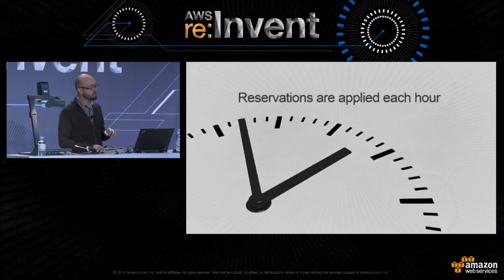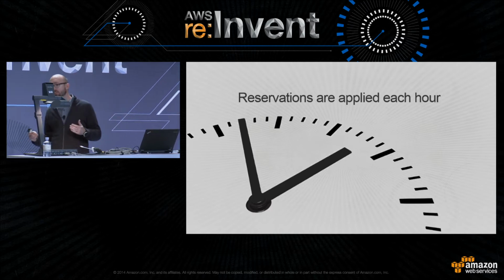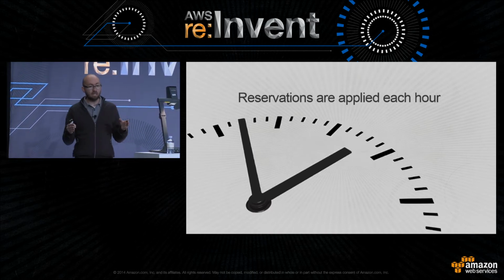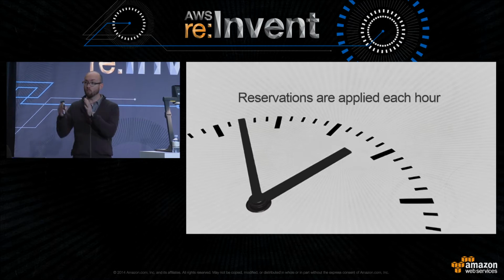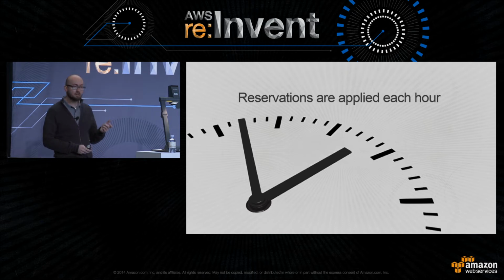The second thing that's important to understand here is that reservations are applied each hour. So when we talk about reservations, we typically talk about RI term being 12 or 36 months. And that's absolutely correct, but the reality is every single hour, Amazon is looking at what instances you have running and what RIs you own and trying to match those up. And so you really need to look at your usage profile every single hour of that 12 or 36-month time period to understand what the optimum mix of reservations that you need really are. And so we'll talk about some tools here in a little bit to do that.